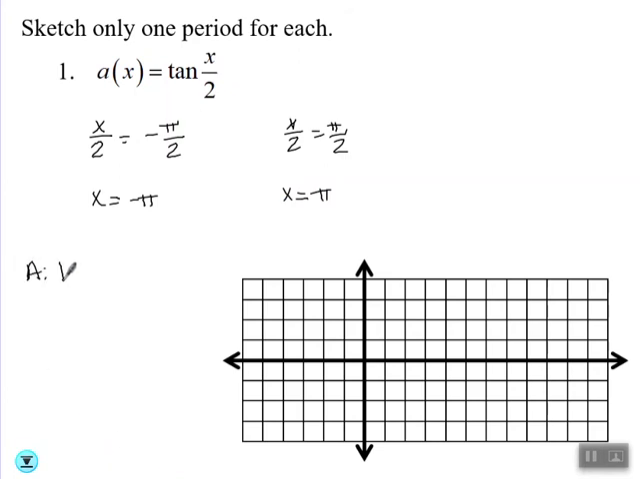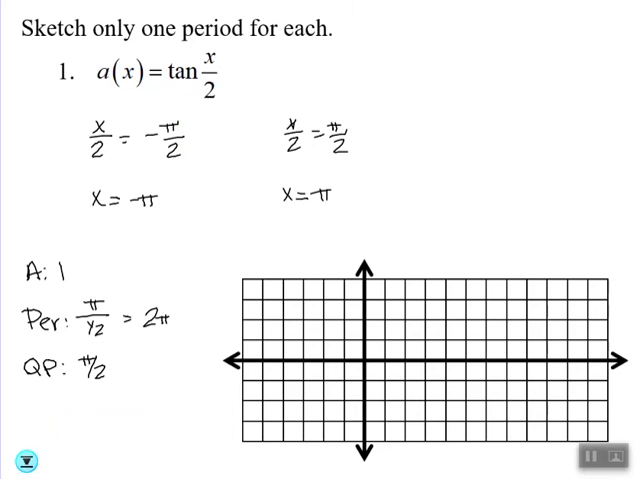Our a value here is 1, so we are not stretching the graph. The period is pi divided by 1/2, which is 2 pi. The quarter period is going to be 2 pi divided by 4, which is pi over 2. We have no horizontal shift and no vertical shift.